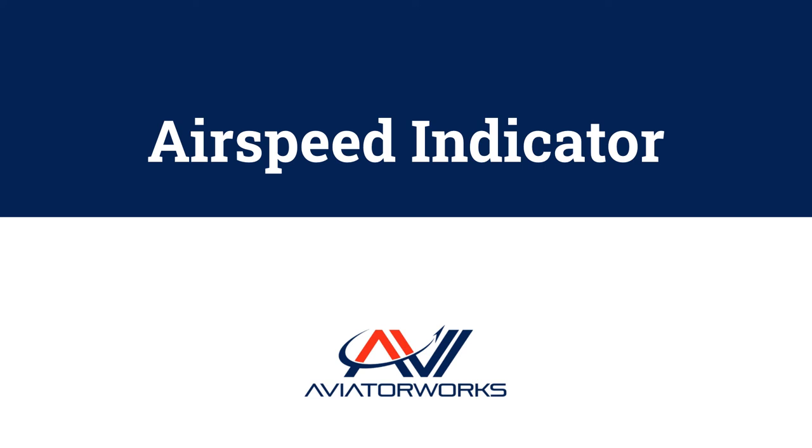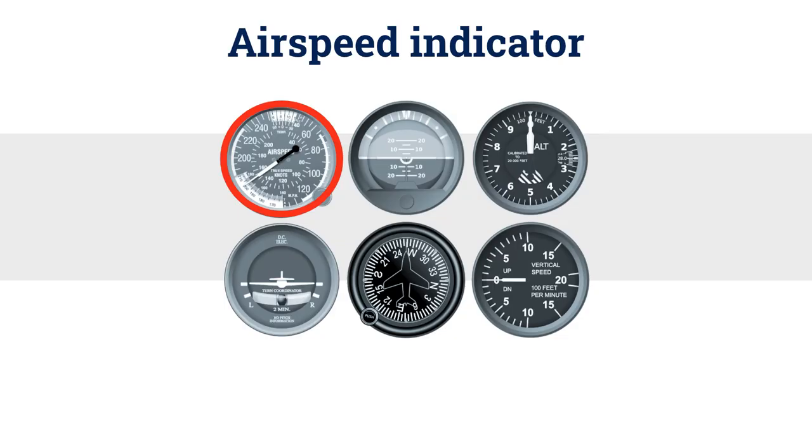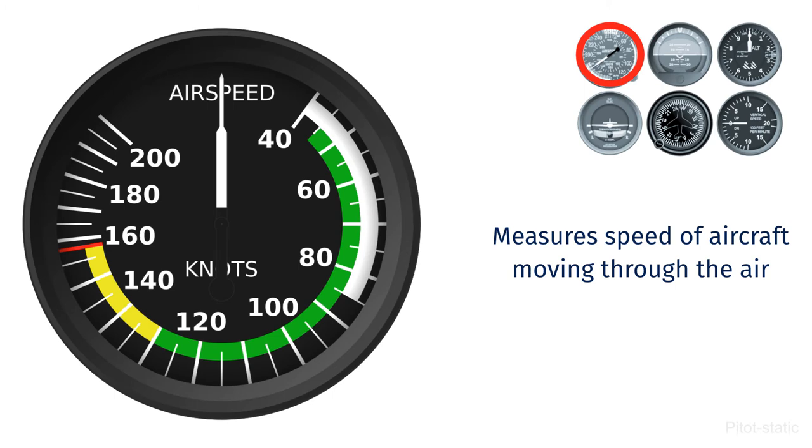In this video, we'll describe the basic indications on and interpretation of the airspeed indicator. The airspeed indicator is one of your primary flight instruments and will always be located in this spot on your instrument panel. It measures the speed of the aircraft moving through the atmosphere and is a relatively simple instrument.